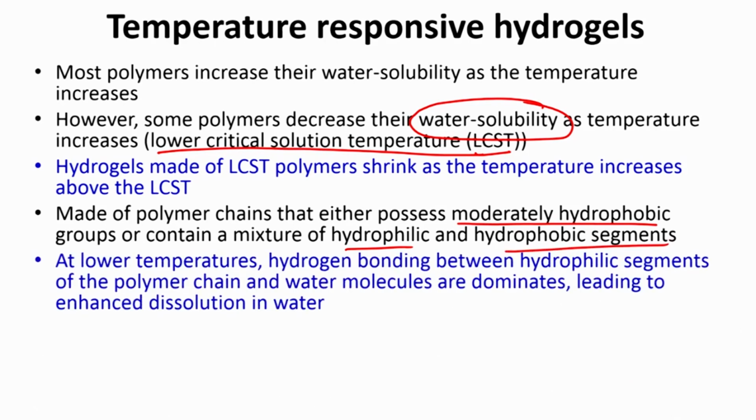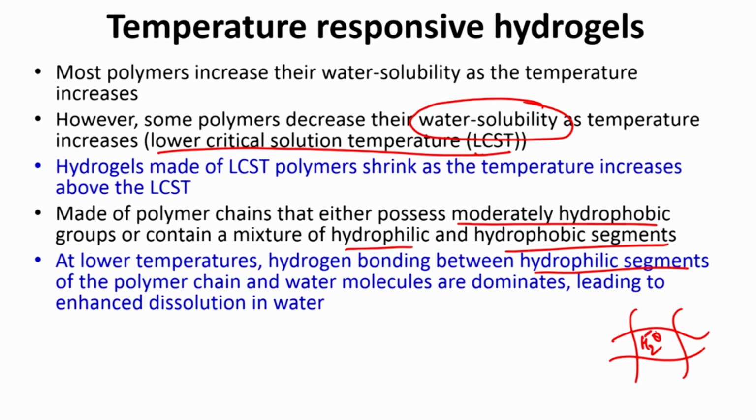So, as the temperature is increased, the hydrogen bonding between the hydrophilic segments, which includes the hydrogen bonding between the water and the polymer, starts to go down. But the hydrophobic interactions, what is written here, are actually the inverse. So, at lower temperatures, the hydrogen bonding between the hydrophilic segments of the polymer will dominate.